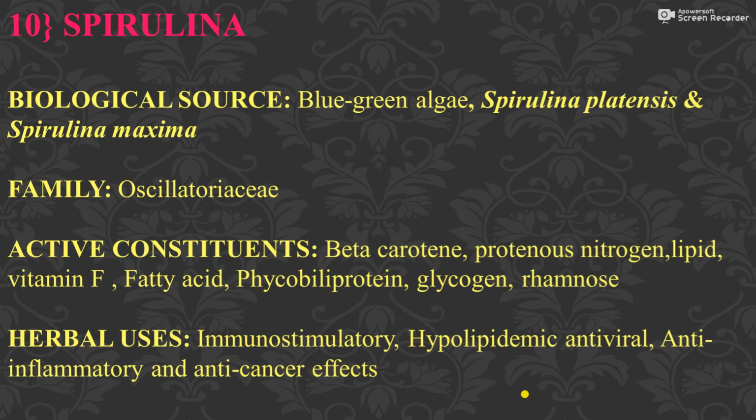Biological source of spirulina, that is blue-green algae, Spirulina platensis and Spirulina maxima, belonging to family Oscillatoriaceae. Active constituents in spirulina: beta-carotene, proteinous nitrogen, lipid, vitamin F, fatty acid, phycobiliprotein, glycogen and rhamnose. In herbal use: immunostimulatory, hypolipidemic, antiviral, anti-inflammatory and anti-cancer effects. These are the uses of spirulina.